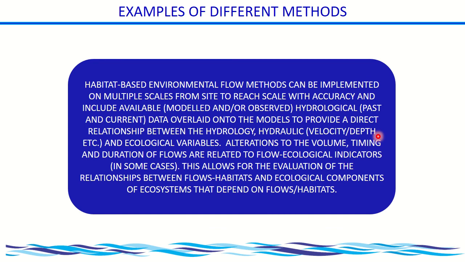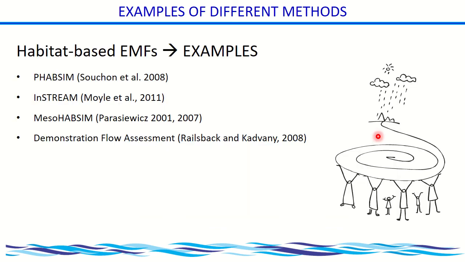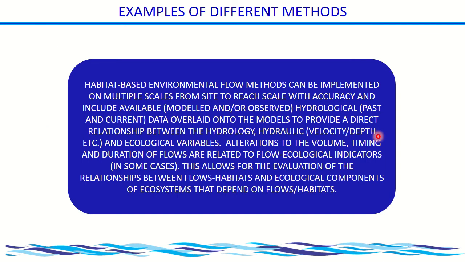So in all of them, guys, the volume, timing, and duration of flows is considered in all of these different methods. How much water is available? When is the water available? Different times of the year. You understand that? All of that information is considered. It allows for the evaluation of the relationship between flows and habitats and ecological components that depend on the species. So with this habitat-based environmental flow assessment method, we have the ability to consider the requirements of species.